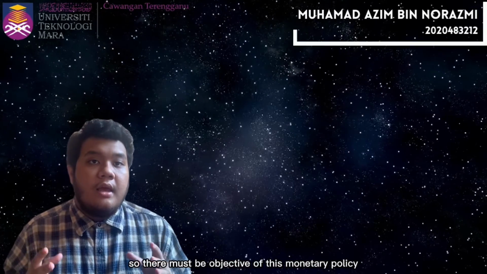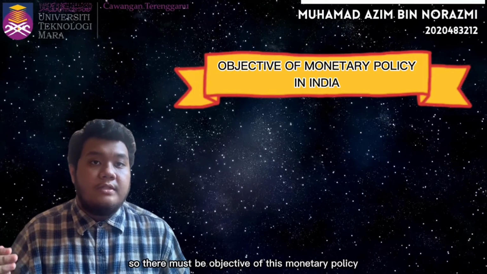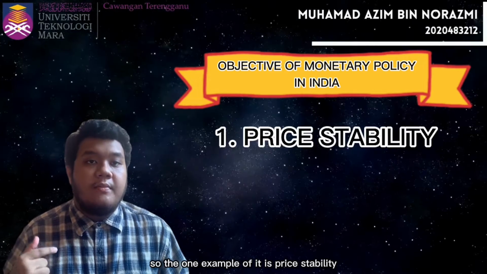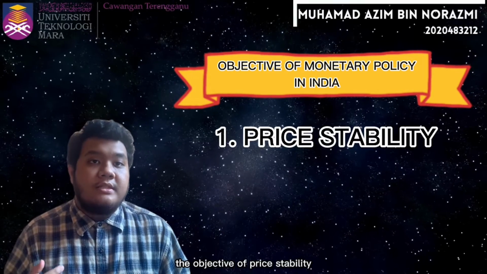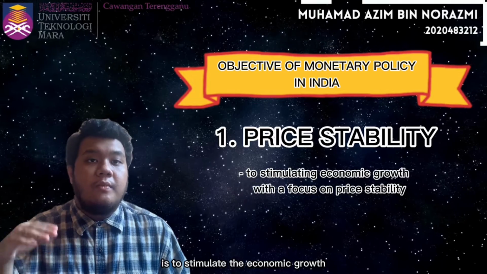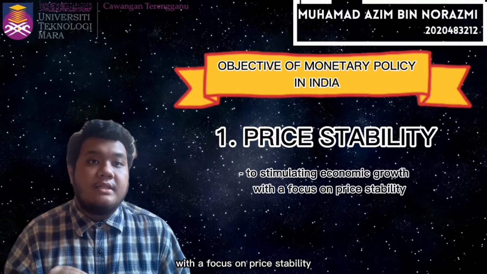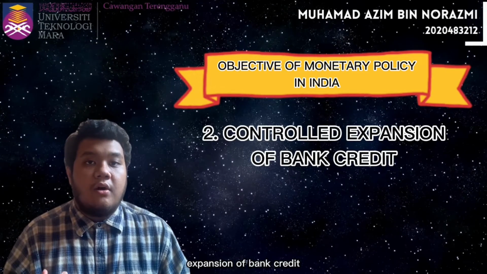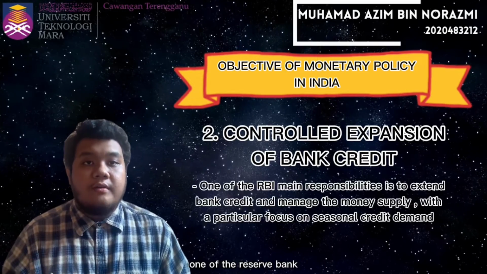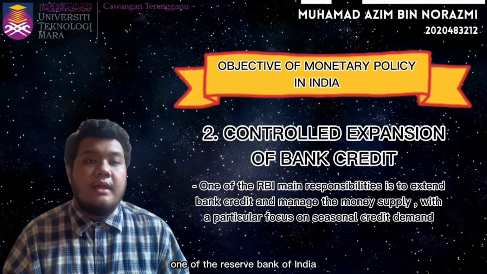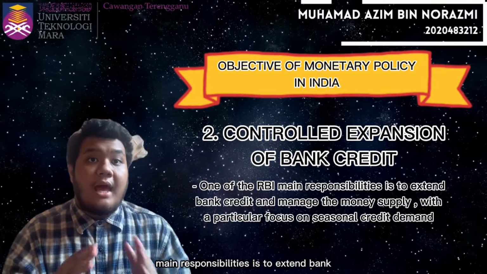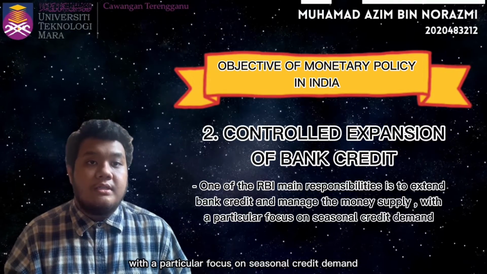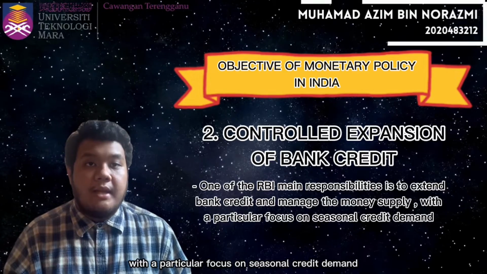So there must be objectives of this monetary policy. One example of it is price stability. The objective of price stability is to stimulate economic growth with a focus on price stability. The next objective is control expansion of bank credit. One of the Reserve Bank of India's main responsibilities is to extend bank credit and manage the money supply with a particular focus on seasonal credit demand.